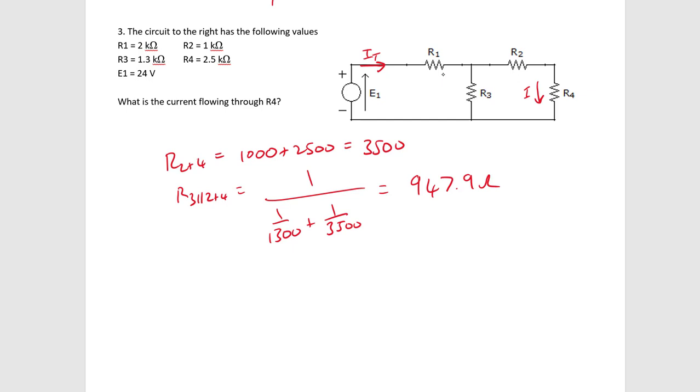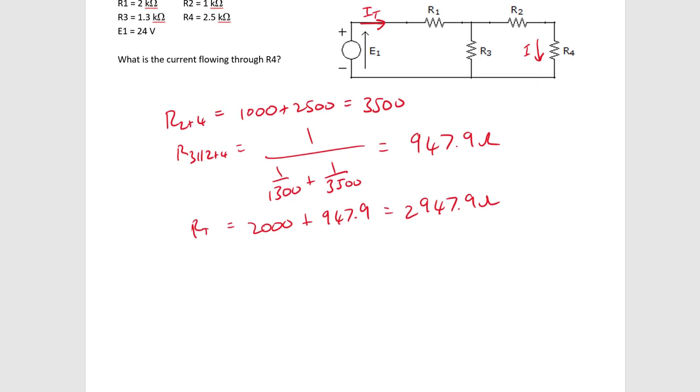So right now what I've effectively got is R1 and then an equivalent for the rest of these three over here. But now I'm going to combine it with R1. So the total resistance, because I'm going to combine all of them, is therefore going to be equal to the 2000 ohms plus the 947.9, and that'll give me 2947.9 ohms. So what this represents is the resistance of the entire circuit.